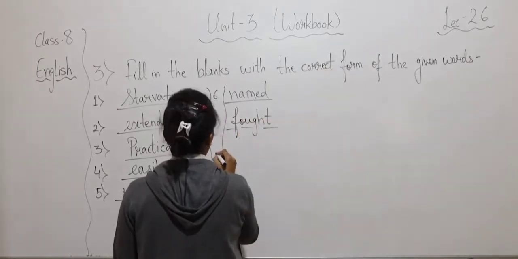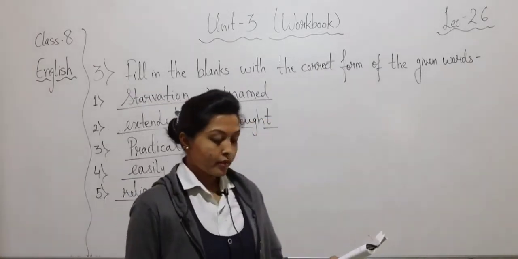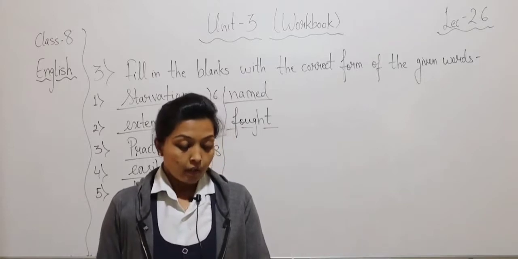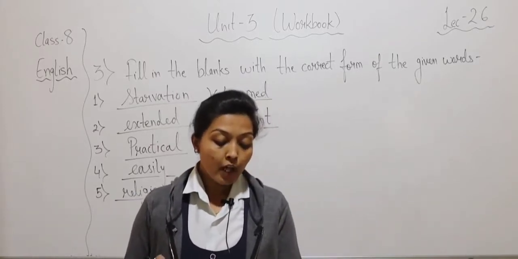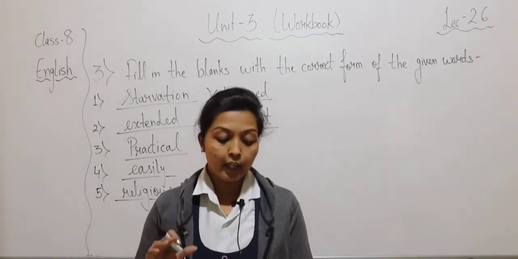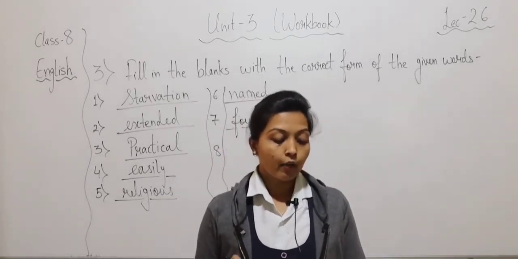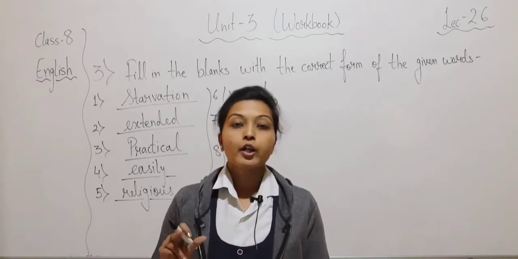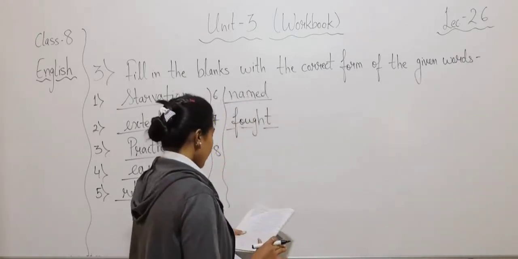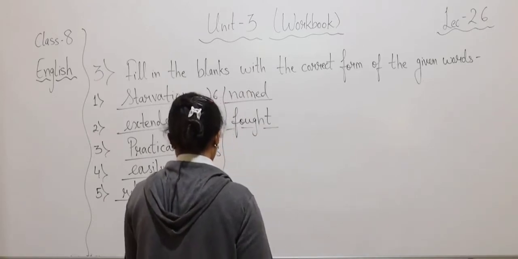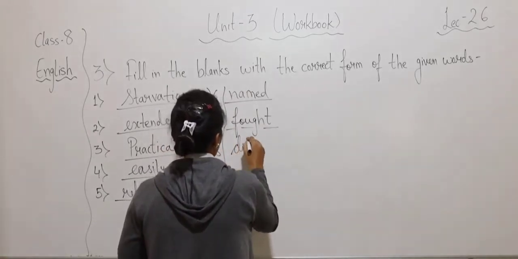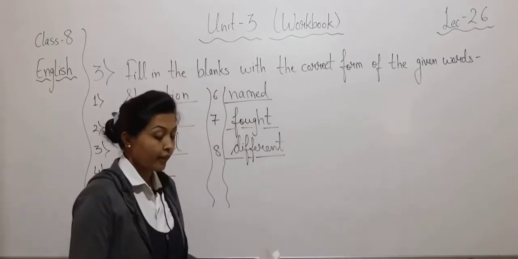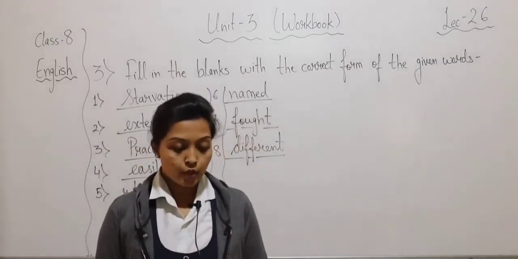Then 8, it is given, cows are of dash colors but their milk has the same color. Now in the bracket difference is given, so cows are of different colors but their milk has the same color. Write down different. All the sentences we already read in the chapter, our story.